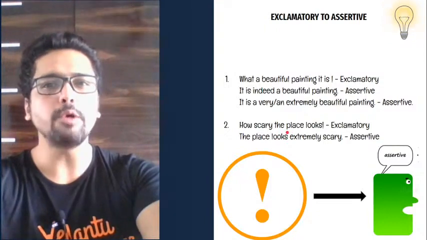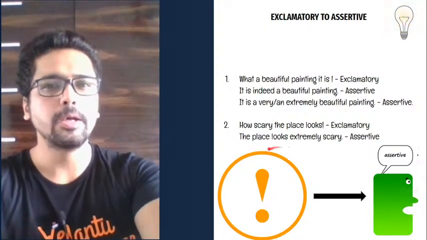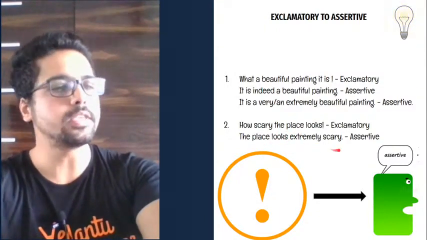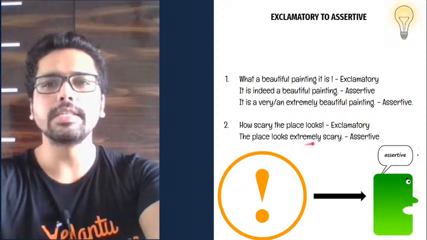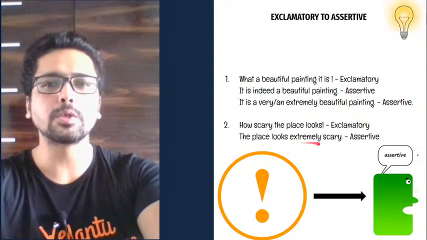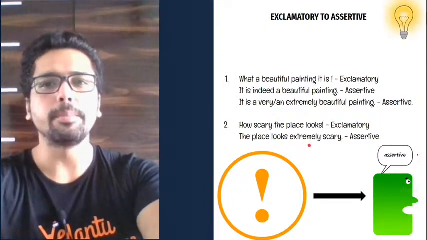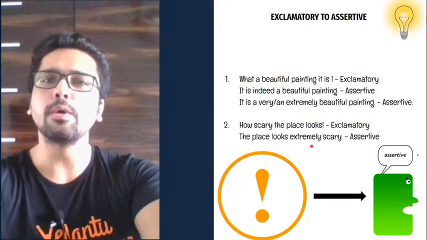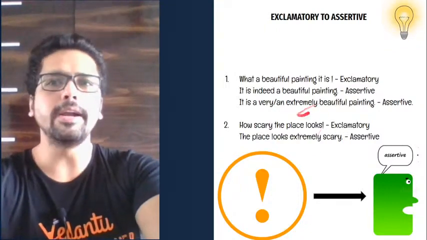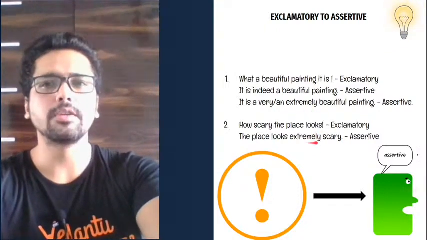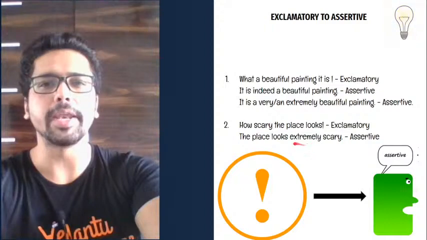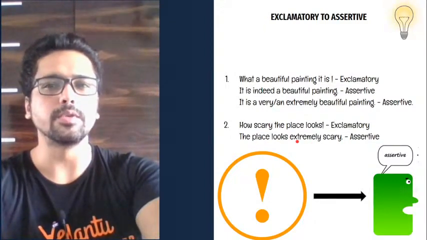Take a look at this one. How scary the place looks. So the place looks extremely scary, or you can even say very scary. The place looks very scary, or the place looks extremely scary, or the place indeed looks scary. That is also okay. But indeed will not be really appropriate. So it will be better we use extremely or very. So these are the options we are using, right?